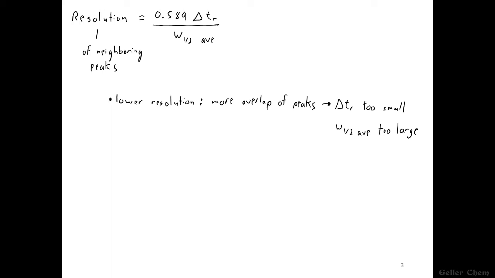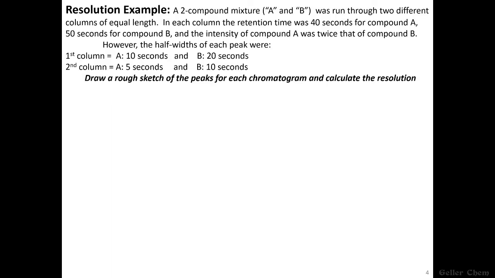Let's just keep talking about resolution with an example. Imagine we have a two-compound mixture, which we'll just label as compound A and compound B, and that this was run through two different columns of equal length, and in each column the retention time was 40 seconds for compound A and 50 for compound B. The intensity of compound A was twice that of compound B both times. However, the half-widths of each peak were different between the two columns. In the first one, they were 10 and 20 seconds, whereas in the second column, both of those numbers were cut in half to 5 and 10 seconds.